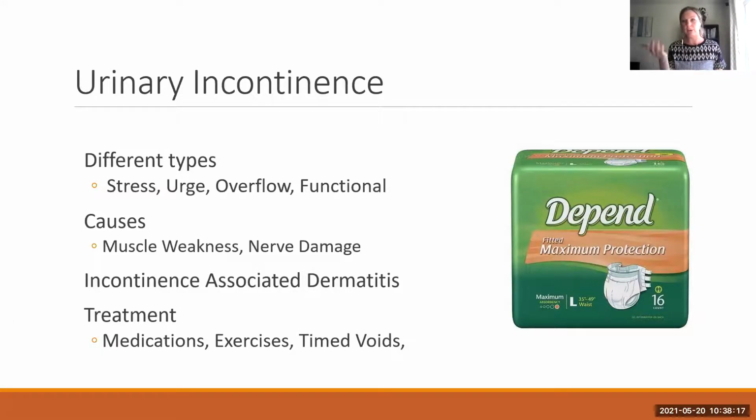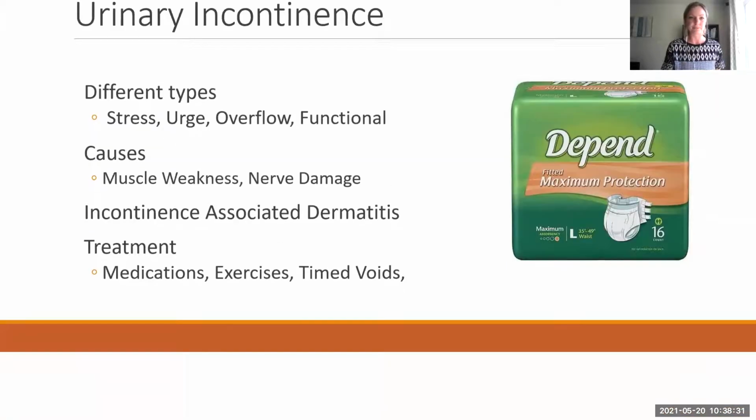They can inject Botox into the bladder. They can do nerve stimulators, which is a surgery. They can give you medications, and we'll talk about some of those medications at the end too. And then timed voids is also something that they have you do, like void diaries.